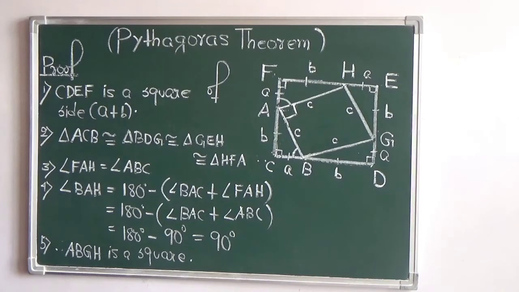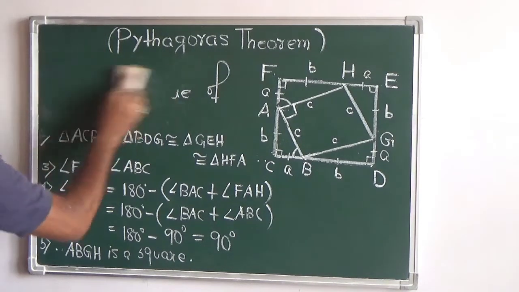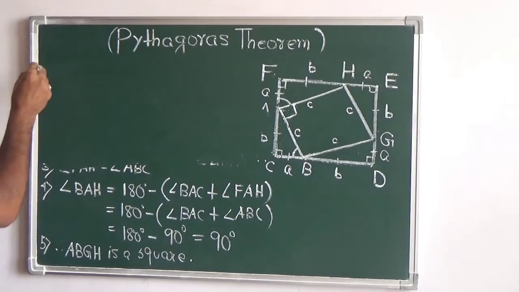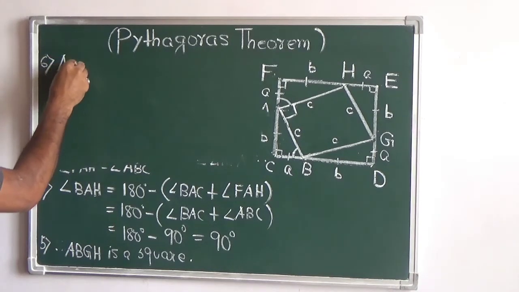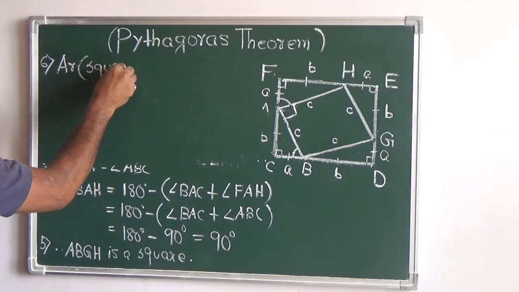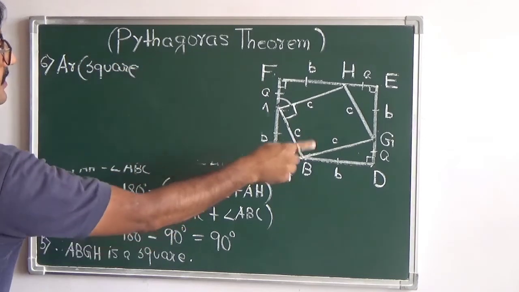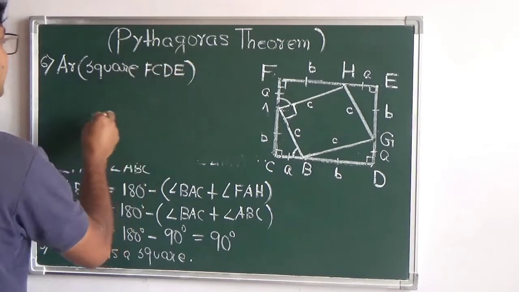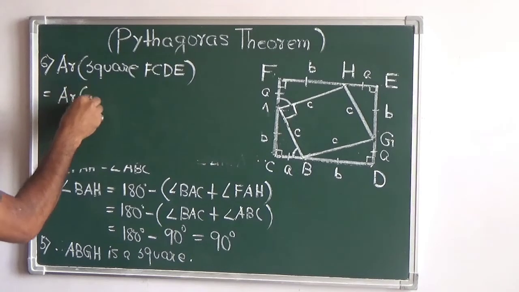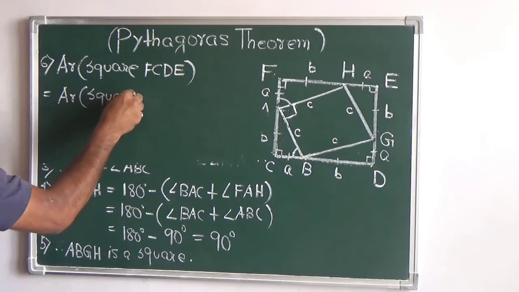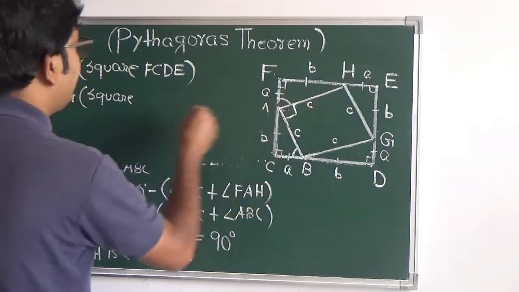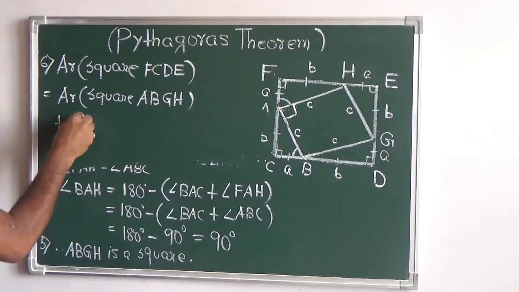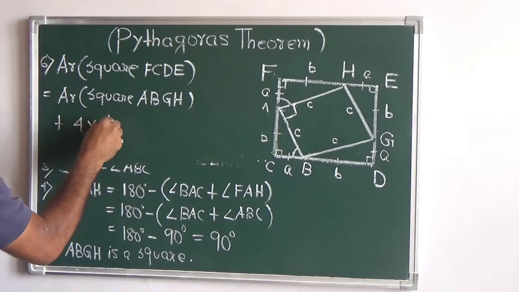So we'll write the formula, the relation. So we can write point number 6: area of square FCDE is equal to how much? Area of square ABGH plus 4 into the area of the four triangles.